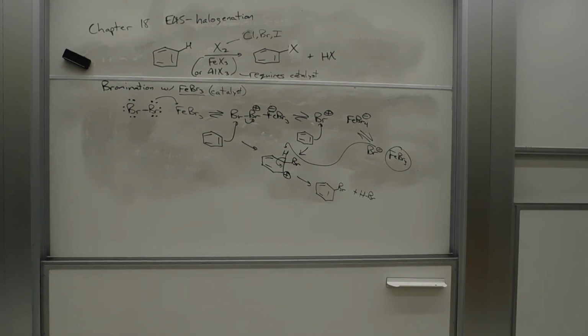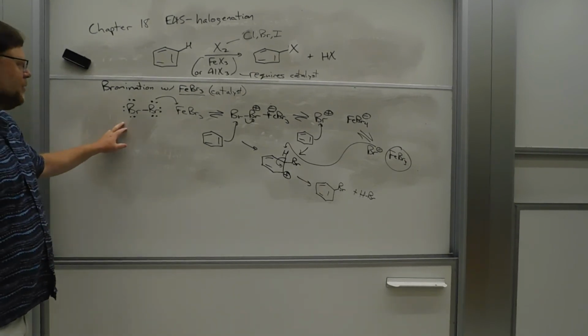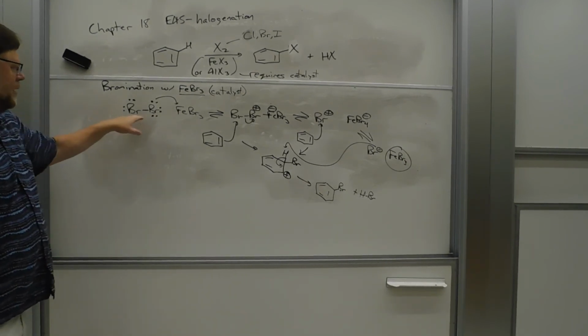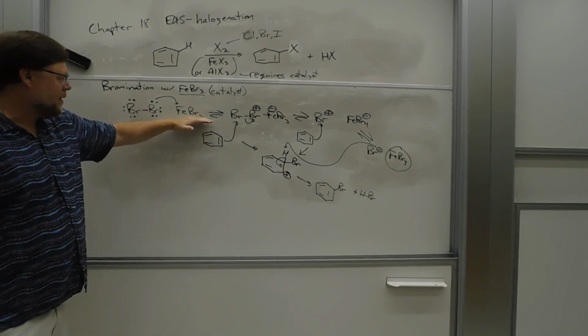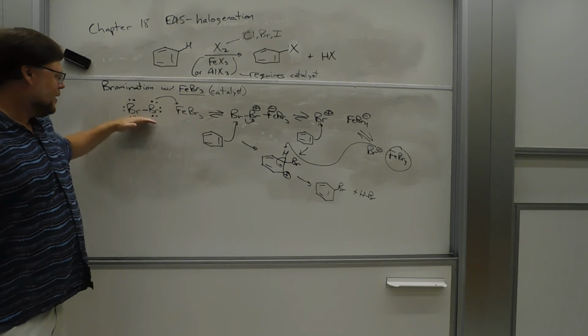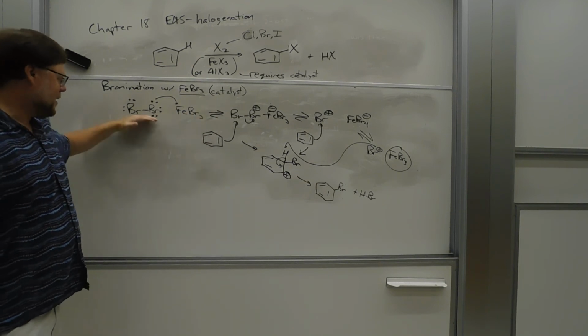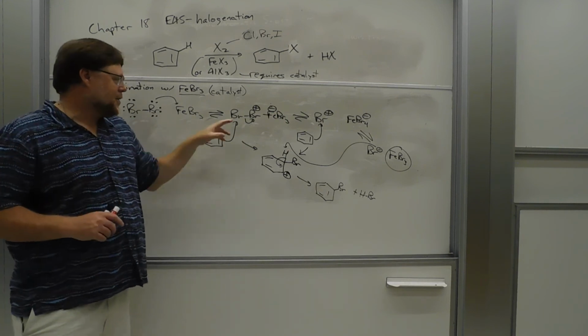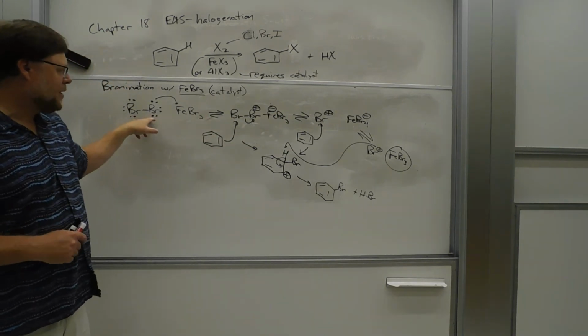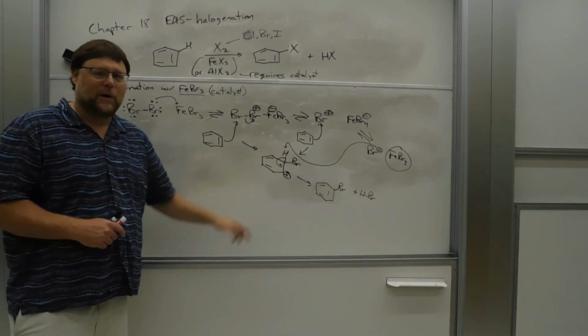All right, so that's the mechanism for halogenation. If you did this with chlorine, Cl2 and iron chloride, you'd replace these with chlorines. You always want the halogen here to be the same as the halogen here, because you're going to get this complex and it could rearrange. If we had chlorines here and bromines here, we'd get a mix of bromine and chlorine on the final product.